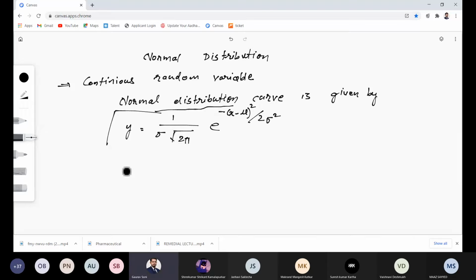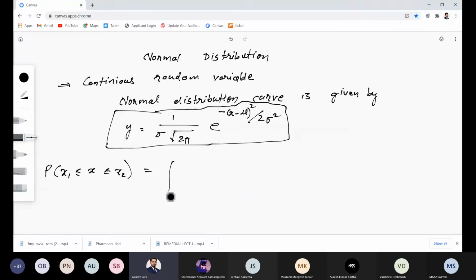for the normal distribution. So if I want to find the probability between any 2 points x1 and x2, so probability for x1 less than or equal to x less than or equal to x2, this will be given by integration x1 to x2. Don't write this, just understand. Integration x1 to x2 of 1 upon sigma under root 2 pi e to the power minus x minus mu square upon 2 times sigma square, right?